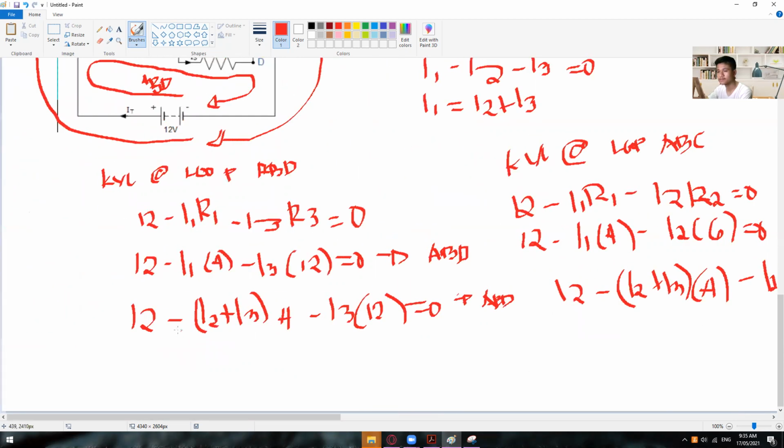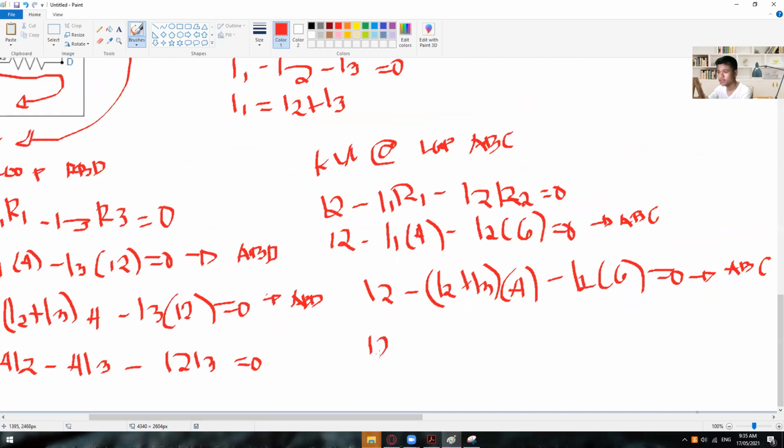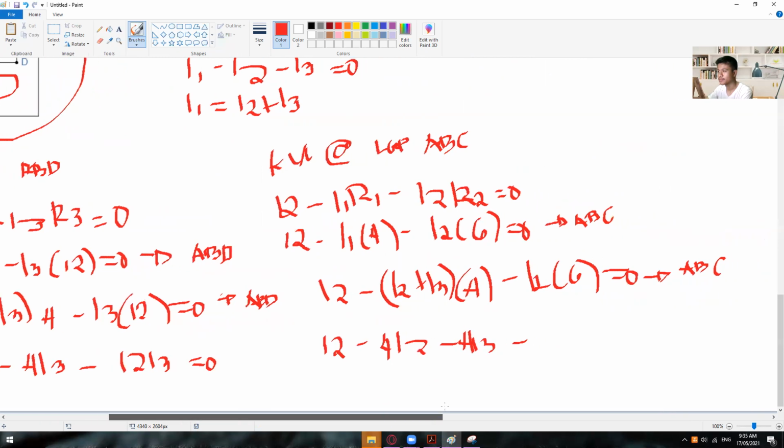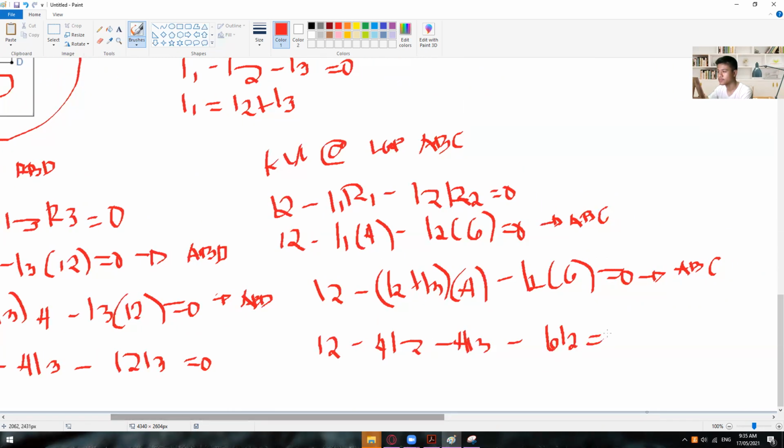And then we can simplify this one more by distributing the value of your 4. So 4 I sub 2 minus 4 I sub 3 minus 12 I sub 3. Okay, so I've just interchanged the position of your resistor and currents. So the same with here, 12 minus 4 I sub 2 minus 4 I sub 3 minus 6 I sub 2 is equal to 0.